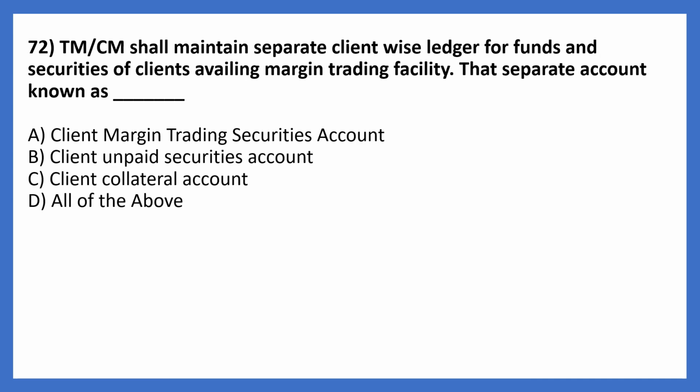Trading member or clearing member shall maintain separate client-wise ledger for funds and securities of clients availing margin trading facility. That separate account is known as option A, client margin trading securities account, option B, client unpaid securities account, option C, client collateral account, and option D, all of the above. The correct answer is option A, client margin trading securities account.